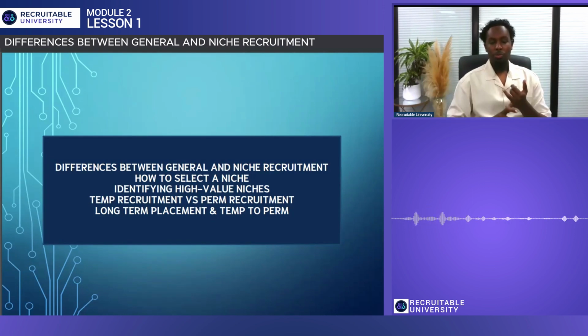And we'll be going through how to select a niche, identifying high value niches, which niches are high valued and are the hottest at the moment. We'll go through a couple of them, we'll look at the top 5, let's say. Then we've got temp recruitment versus perm recruitment, long-term placements, short-term placements, and temp to perms.